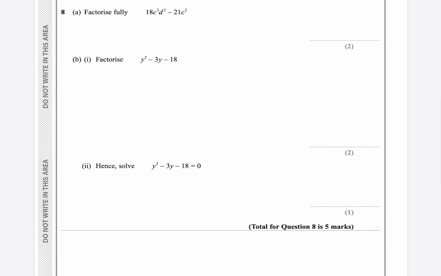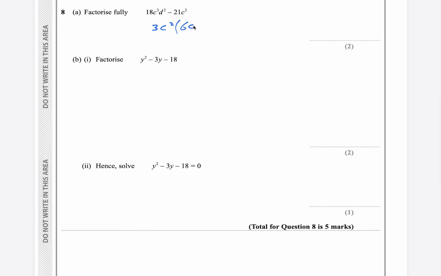Question 18. Factorize fully. So first we'll look for a common factor between 18 and 21. The only one I can think of is 3. So 3 goes into 18 and it goes into 21. The common letters are c squared, because there's a c squared here and a c squared here. Open bracket, well, actually, sorry, numbers first. I need a 6, because 6 times 3 is 18.